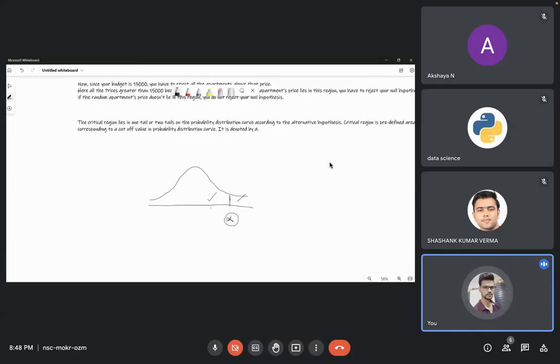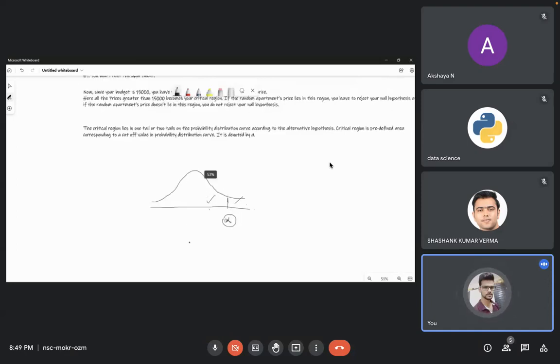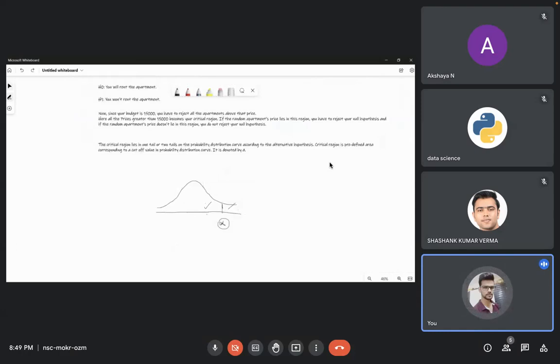So whether it is a one tail or two tail depends on which kind of problem you are going to deal with. So let me note down the diagram first, and then I can explain this part in a better way. Oh, where is my screenshot? So what I was saying.